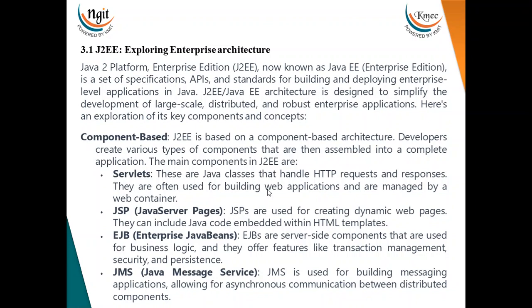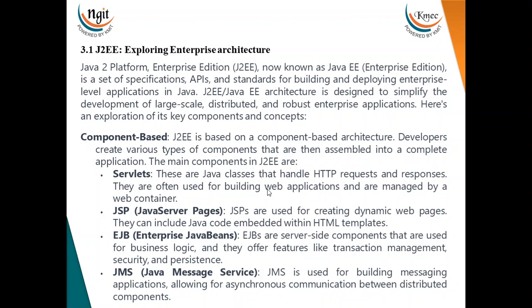Let us explore the key components and concepts of J2EE. J2EE is a component based architecture. Component based architecture means we make use of different components like servlets, JSP, EJBs, and JMS. Servlets are the main components of J2EE. They are primarily Java classes, and they handle HTTP requests and responses.